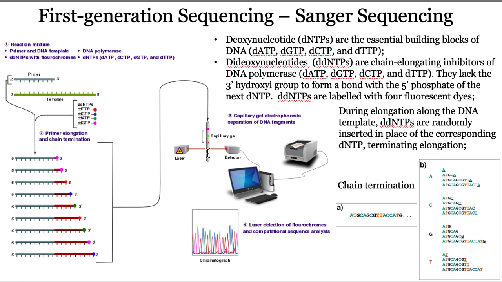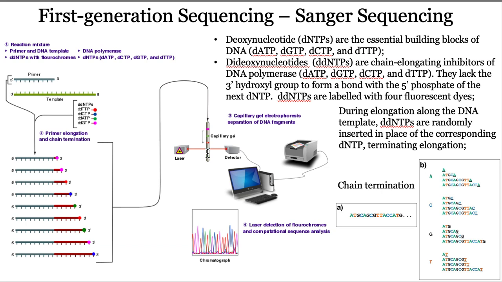The key feature of this technology is that you need to have ddNTP, dideoxynucleotide. This nucleotide has a very similar structure to dNTP, but the thing is that it doesn't have the 3' hydroxyl group. So it can be incorporated in the DNA synthesis process. But once it's incorporated, it won't be able to accept another dNTP. So the synthesis will terminate once the ddNTP is incorporated.